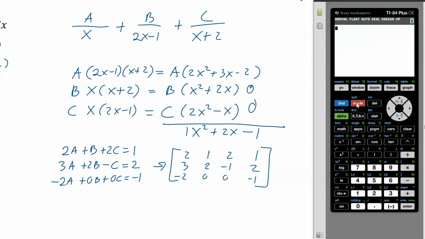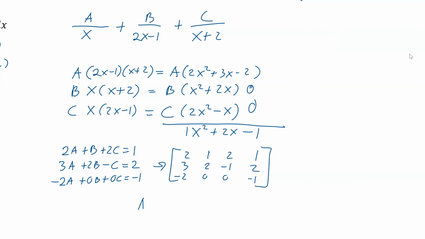All right, second quit, and now we have to augment this matrix. So second matrix, we go to math, scroll up until you see RREF, which is B. Go back in and select the matrix that we just created, parenthesis. Go back to math, fraction, enter, and there they are. So A is a half, B is 1/5, and C is negative 1/10. So A equals 1/2, B equals 1/5, and C equals negative 1/10.